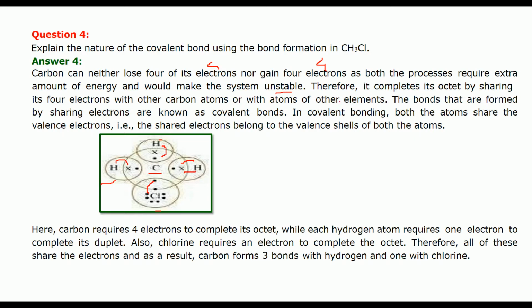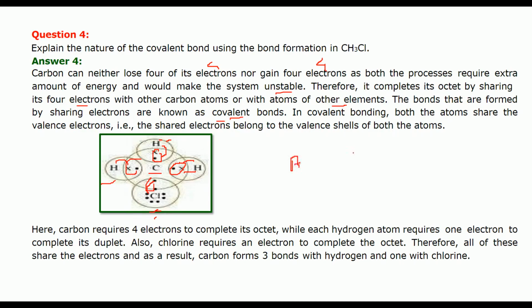In order to complete the octet, it completes by sharing 4 electrons with other carbon atoms, or atoms from other elements, as we see here. It can combine with carbon, it can combine with any other element, like here we have hydrogen and chlorine. So the bonds that are formed by sharing electrons are known as covalent bonds. Co means they are cooperating, and they are cooperating with their valence electrons. So in covalent bonding, both the atoms share the valence electrons.